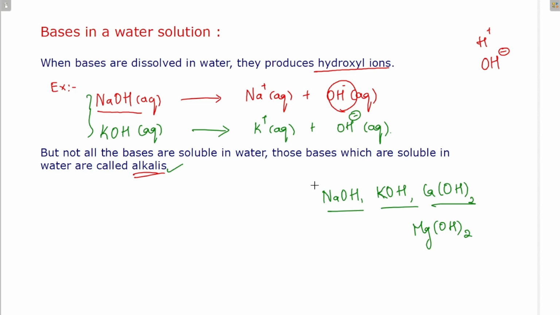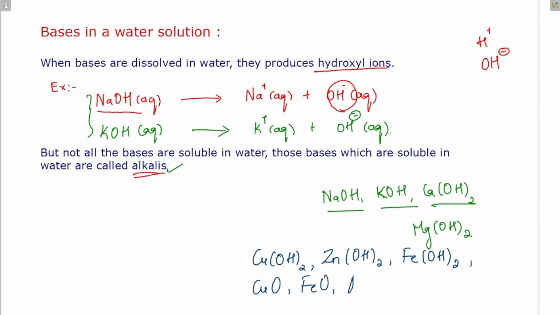We have many examples of bases: copper hydroxide, zinc hydroxide, iron hydroxide, copper oxide, iron oxide, aluminium oxide. All these are bases, but they do not produce hydroxyl ions in water. So they are simply called bases. But sodium hydroxide and potassium hydroxide are alkalis because they are soluble in water to form hydroxyl ions.